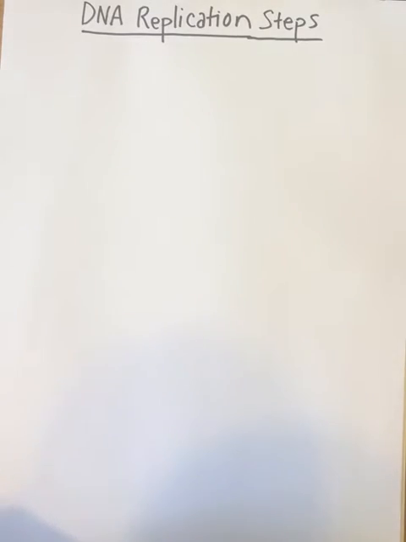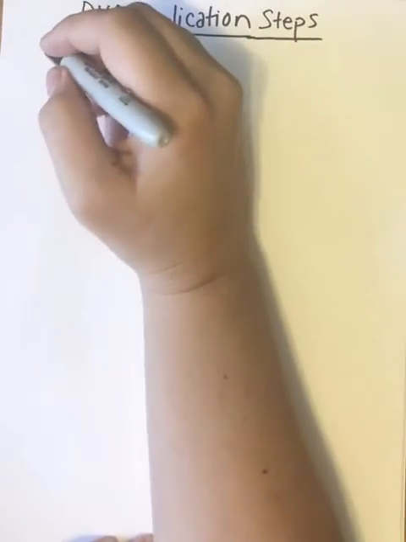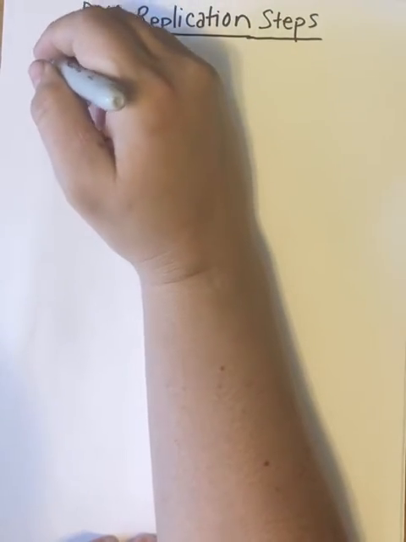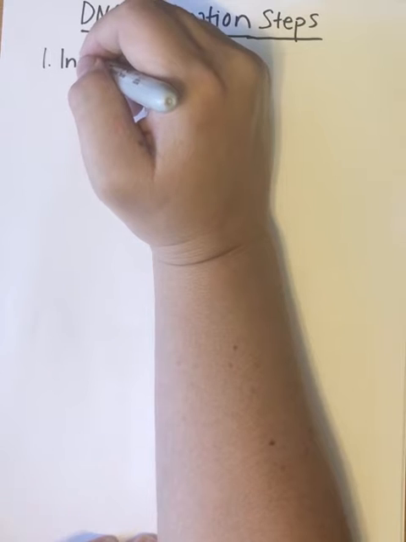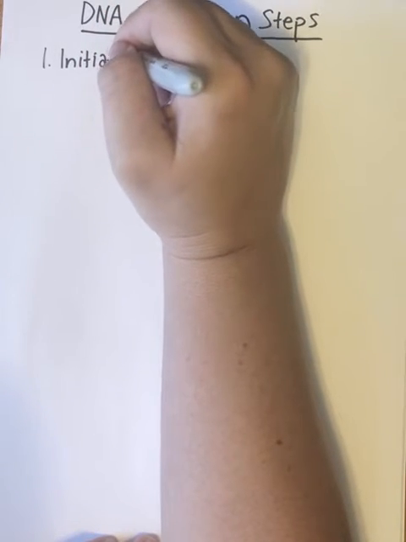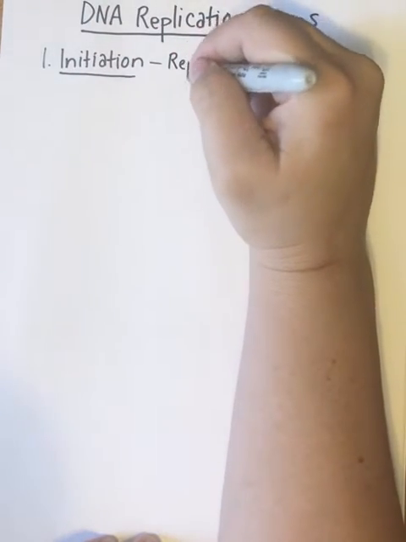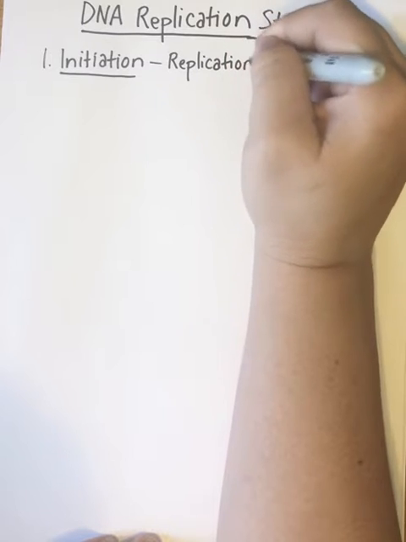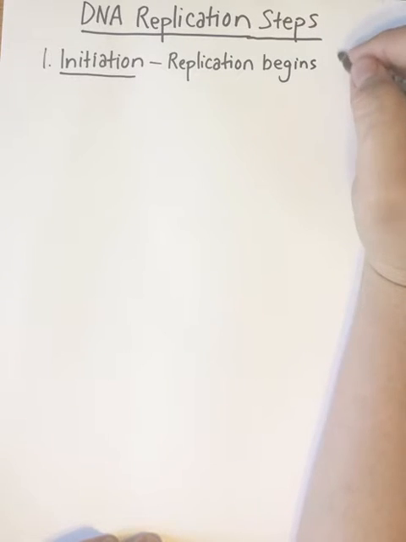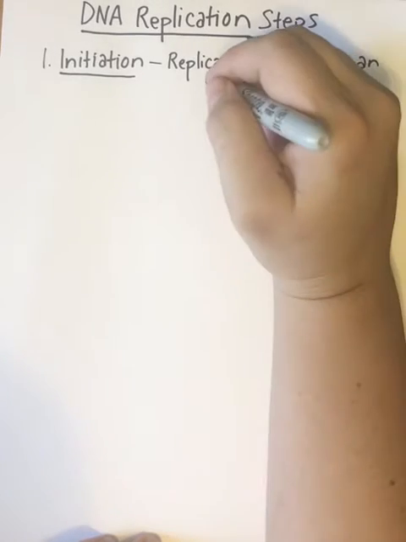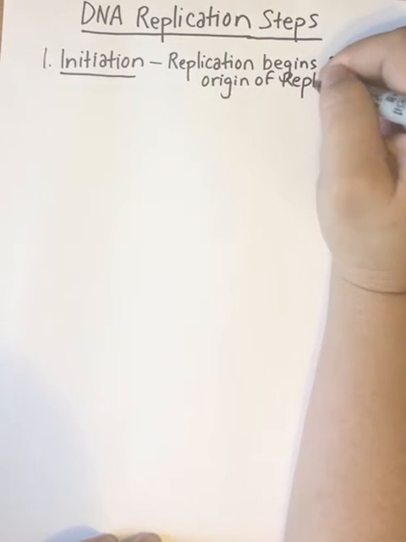All right, we're going to talk about DNA replication steps. There are 3 major steps with DNA replication. The first step is going to be initiation. Replication always occurs at a point of origin. That way it has somewhere to start.